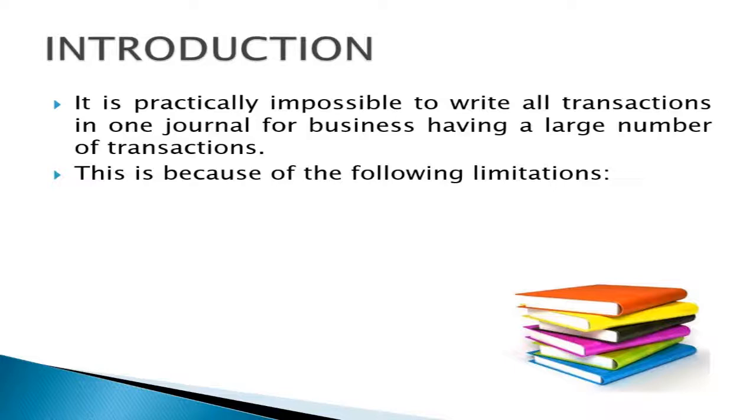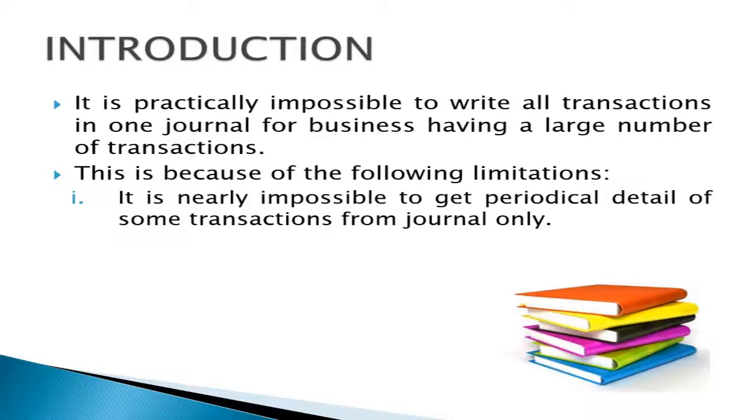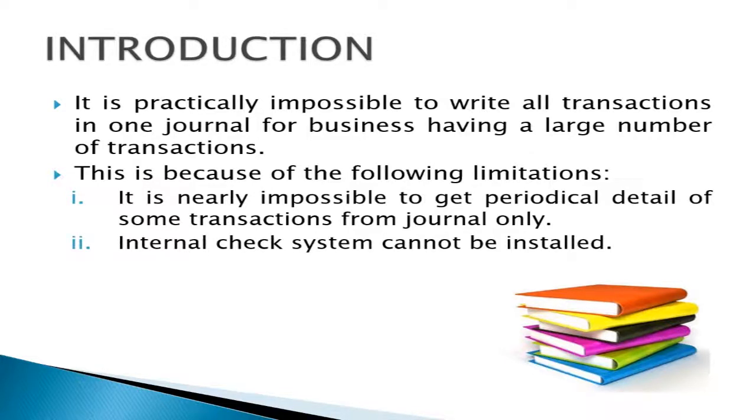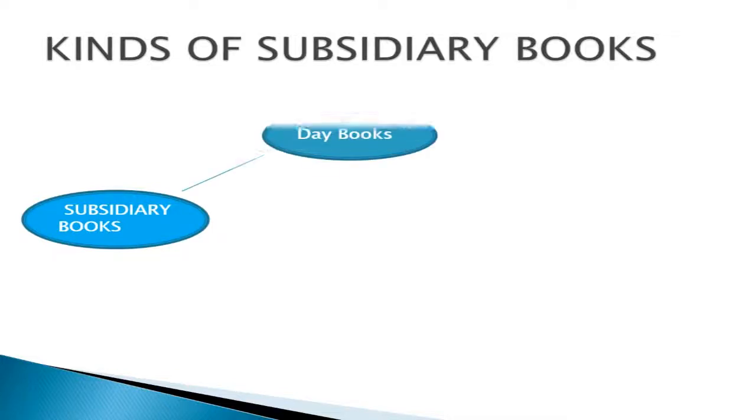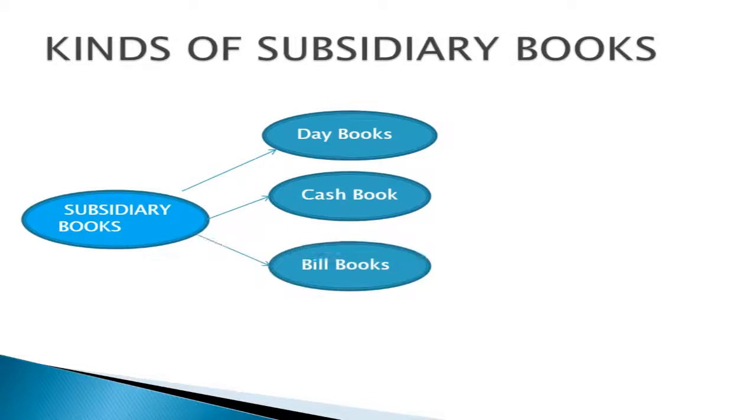Some of the limitations are: firstly, it is nearly impossible to get periodical details of some transactions from the journal only. Internal check system cannot be installed. And lastly, the journal becomes bulky. Now, what are the various types of subsidiary books? Subsidiary books are classified into four categories, that is, day books, cash book, bill books, and journal.